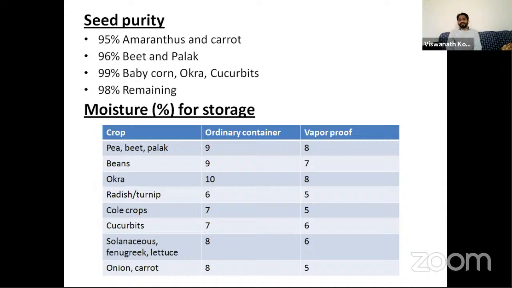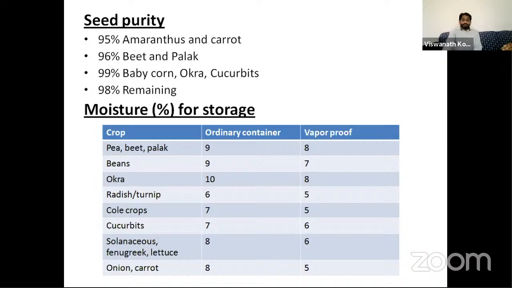How do we reduce the moisture content in fruits and vegetables before storage? For seeds also, we have to reduce the moisture content before storage. So the optimum moisture content for various crop seeds, for ordinary containers and weatherproof containers, I have given here. You can go through this table.